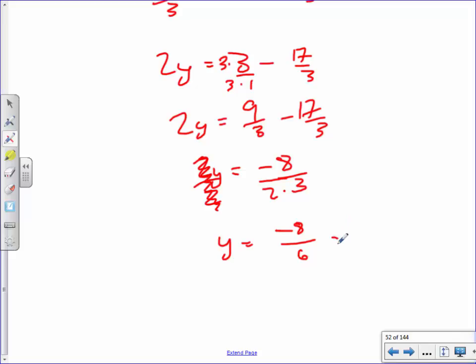And then one last step, I can reduce this. So this should be negative 4 over 3. Which I think is what we had for y, isn't it? Y was negative 4 over 3. So far so good? Let's try some more examples then.